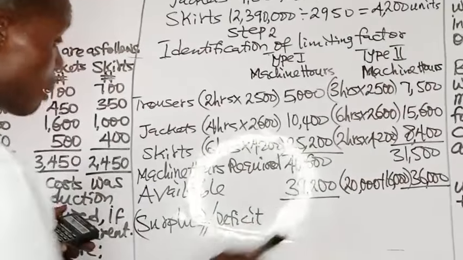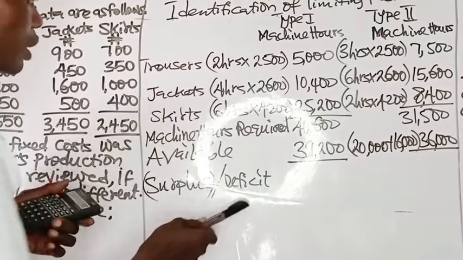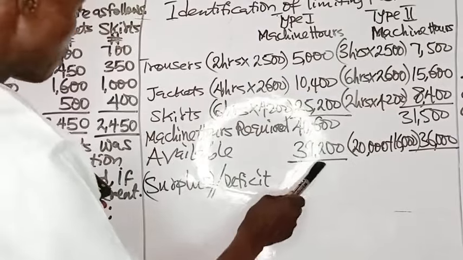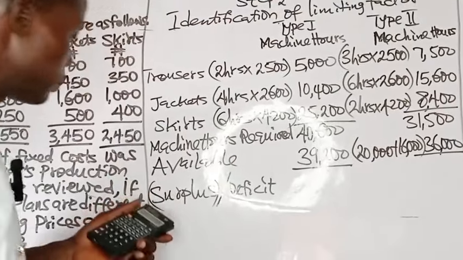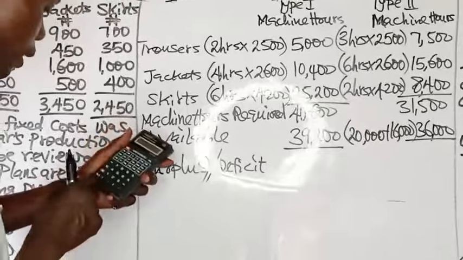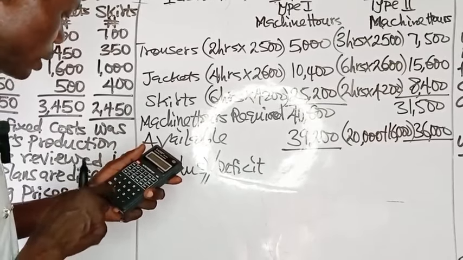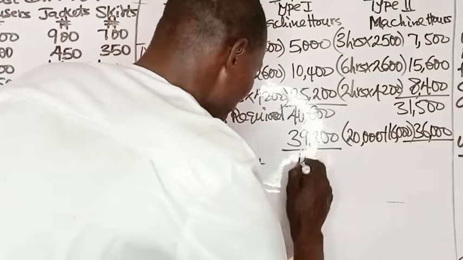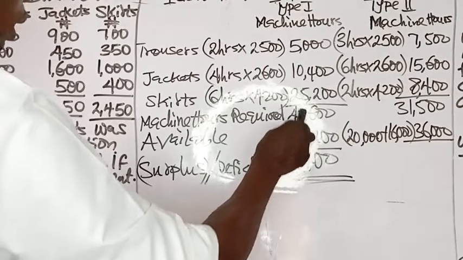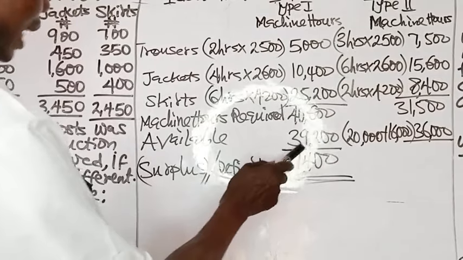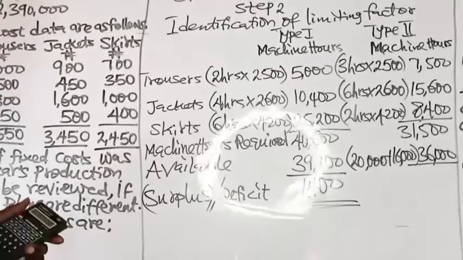That means 39,200 machine hours will not be sufficient to produce the number of units of the 3 products demanded. Therefore, you have a shortfall. 40,600 minus 39,200, you have 1,400. So since this will not be enough, what you require for the production is 40,600. 39,200 will not be enough. Therefore, type 1 machine hours is a limiting factor.